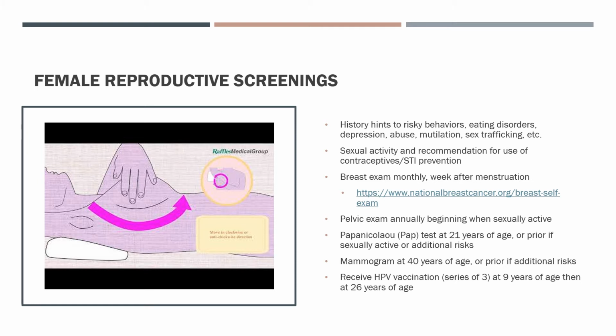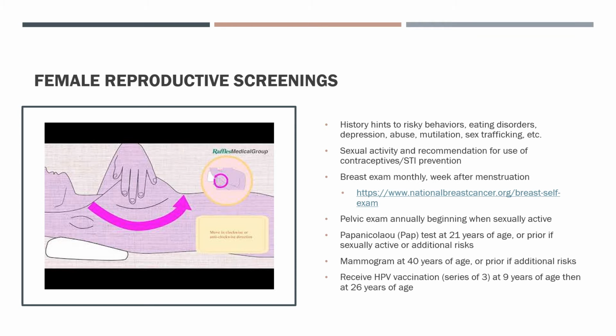Also, the females should have a pelvic exam every year, beginning when they are sexually active, and a pap smear beginning at age 21, if not prior to, if they are also sexually active, or they have additional risk behaviors in their history when we do their history taking.